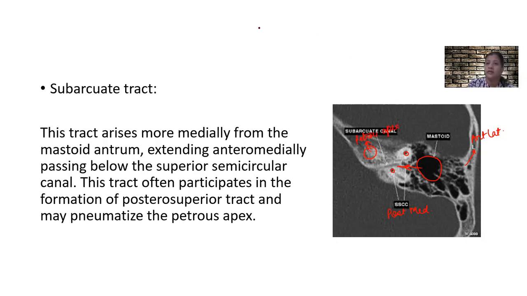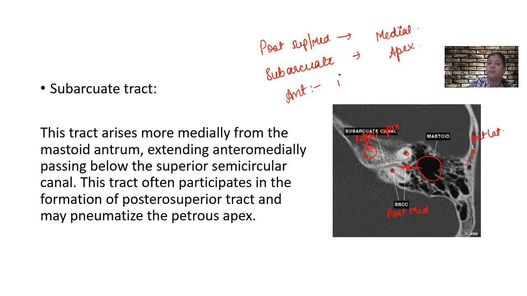So the posterior superior and the posterior medial tracts pneumatize the medial part of the pyramid, whereas the subarcuate tract pneumatizes the apex of the petrous bone. Then in the anterior part you have the peritubal tract, which I will discuss next. Anteromedially is this, and anterolaterally we have the pneumatization which goes into the squamous temporal bone.